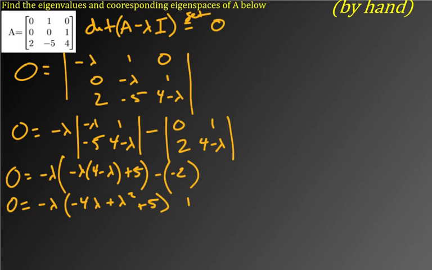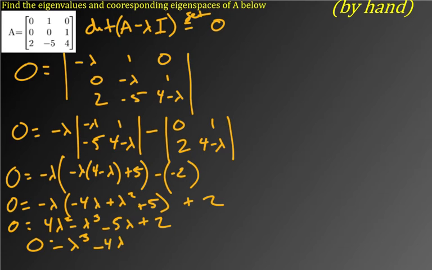And then we got a plus 2 really there. So then 0 is, so we're going to have 4 lambda squared minus lambda cubed minus 5 lambda plus 2, so we have a cubic, which makes sense because it's 3 by 3. So I'm going to switch around all the negatives and make it a positive cubic because we like those better. So I got minus 4 lambda squared plus 5 lambda minus 2.